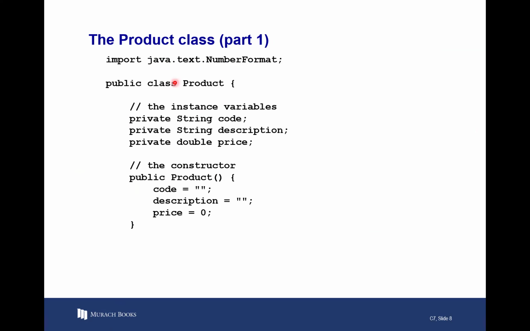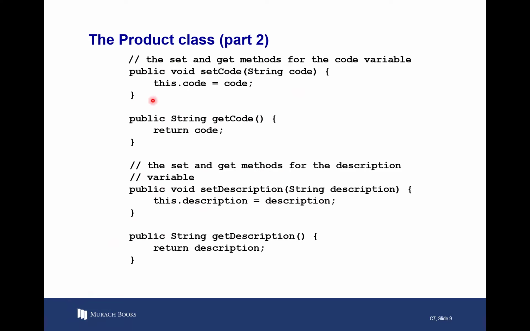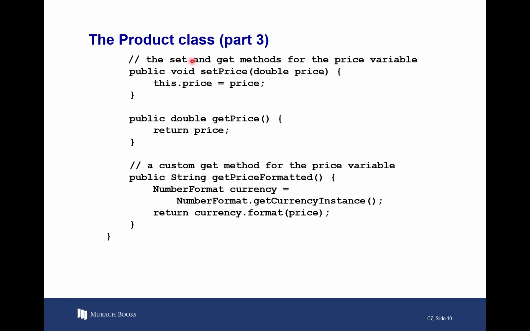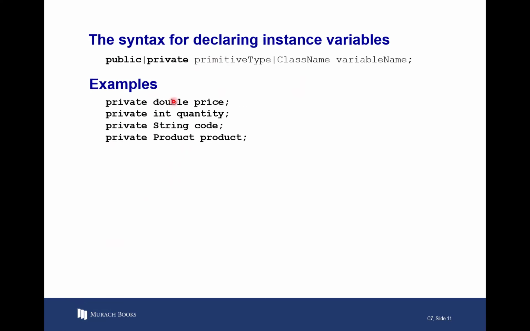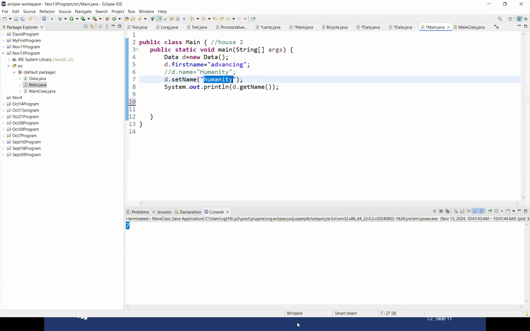So here is your product class. Product has 3 private variables: private String code, private String description, private double price. Here is the constructor where you are assigning nothing to these variables, code, description, and price. So it's a default constructor, which is public in nature. And then you are using setters and getters for set description, get description, set price and get price. And there's another one which is get price formatted. And let me get back to my Eclipse once again.